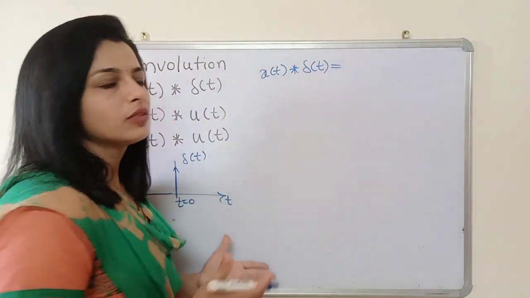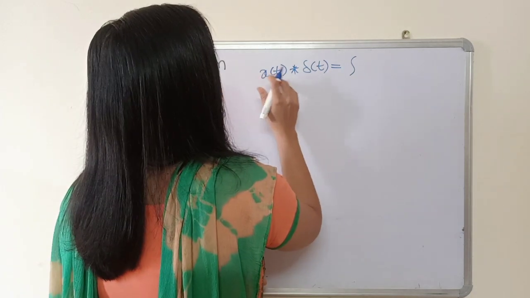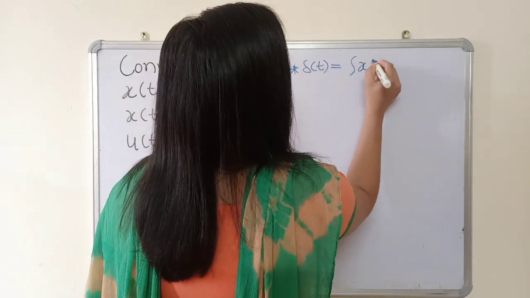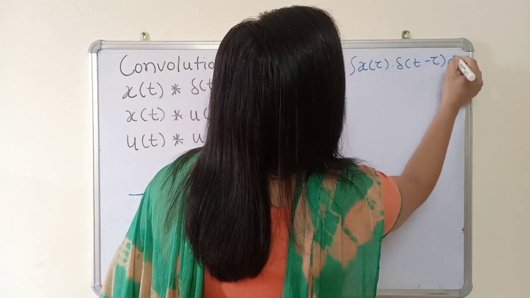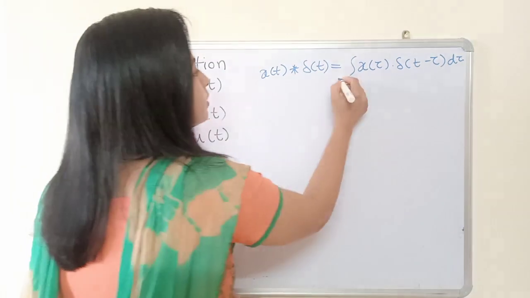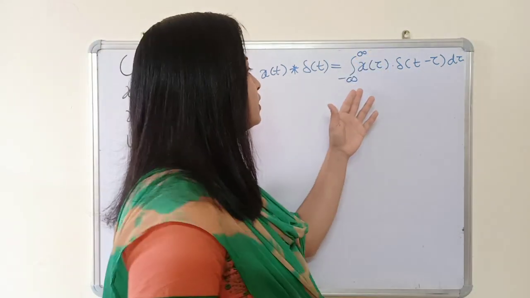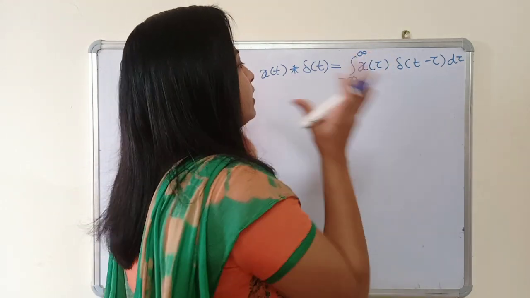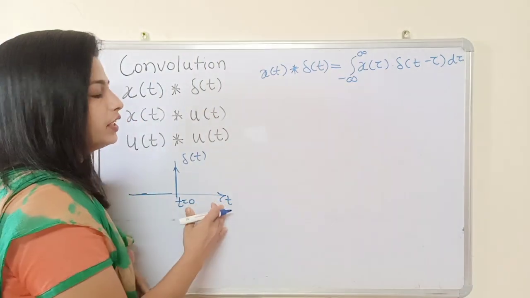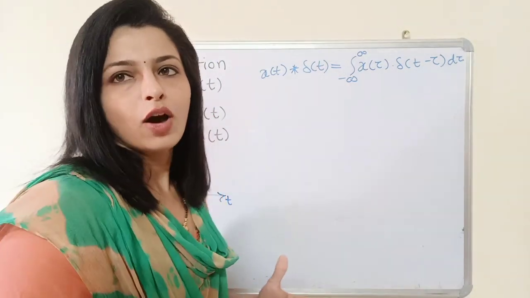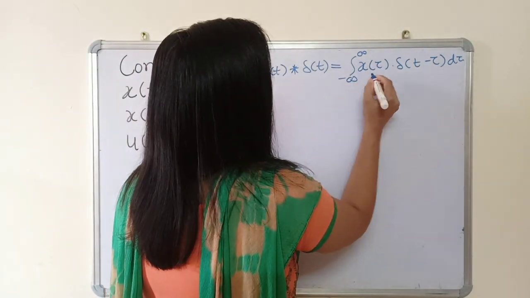We'll write the formula for this. We'll use x of tau del of t minus tau d tau. So you know that this tau is varying from minus infinity to infinity. We are writing both signals in terms of tau. So on the x-axis, instead of t, we are changing the variable to tau and doing the convolution. Okay. So you know this part.